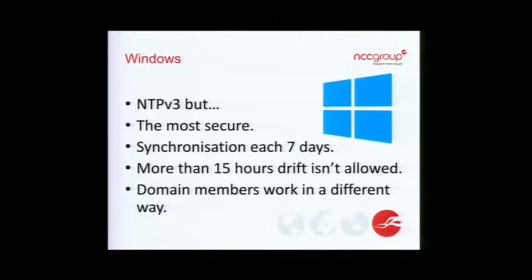Windows has the most robust time synchronization because it synchronizes once a week, and it doesn't allow changes of more than 15 hours. I mean, you can only change the clock 15 hours into the future or 15 hours into the past, which is not enough for most of the attacks that we could do. So it's a pretty robust implementation. Domain members work in a different way, using signatures with keys, and it's pretty robust as well.